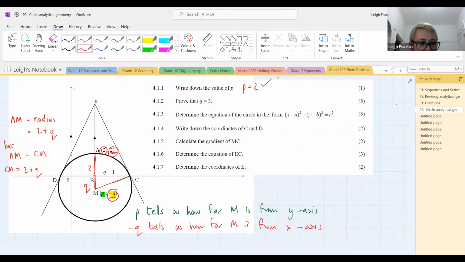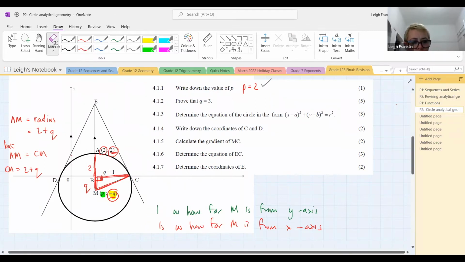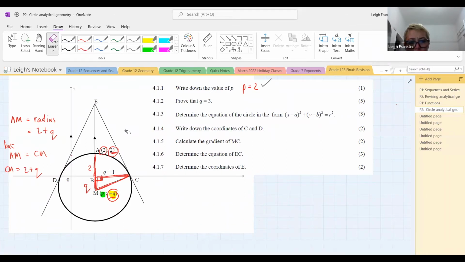Triangle BMC is a right-angled triangle. If this line over here is parallel to the y-axis, then this has to be a right angle. So here we have a right-angled triangle. If we have right-angled triangles, we can use the theorem of Pythagoras. Okay, so in question 4.1.2, this is what they want from us, to show that Q is equal to 3.